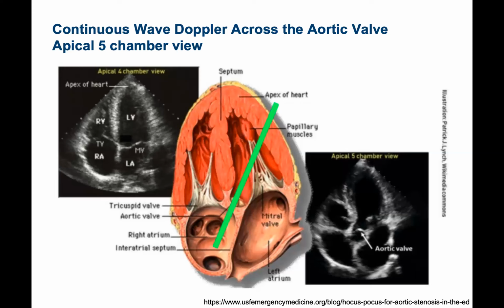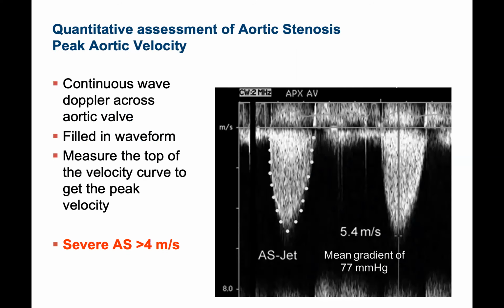And so again, to get an apical 5-chamber view, which is where I'm often doing this, you're going to get an apical 4-chamber view, LV, RV, LA, RA. You're going to tilt the tail down so that your beam goes more anterior on the patient, and you will get this LVOT and aortic valve to come out, and you can put continuous wave Doppler across the aortic valve. So again, for a quantitative assessment of aortic stenosis, we're going to get peak aortic velocity.